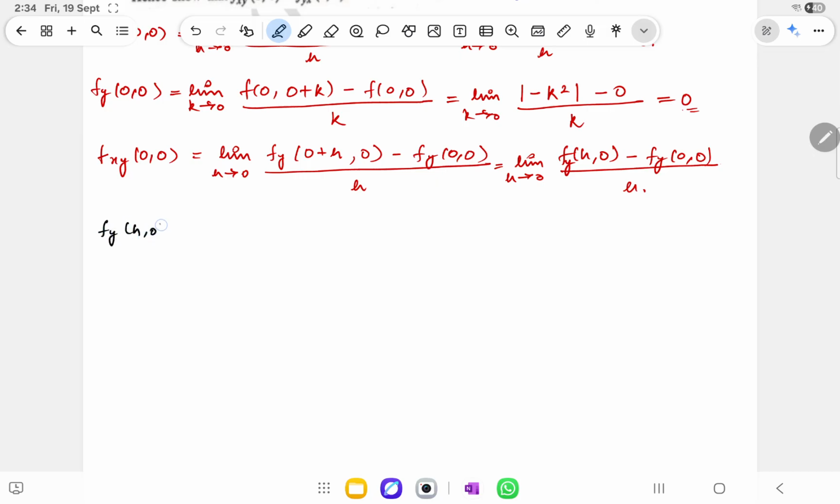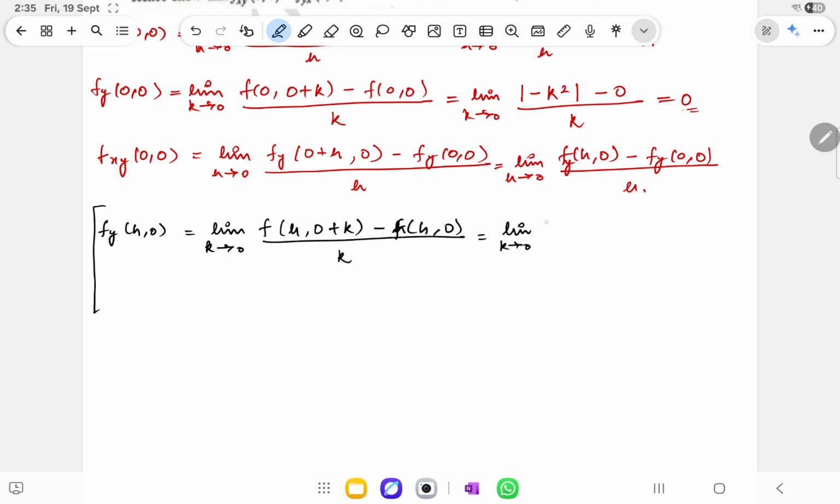f_y(h, 0) will be equal to the limit as k approaches 0 of [f(h, 0 plus k) minus f(h, 0)] divided by k, which is the limit as k approaches 0 of [f(h, k) minus f(h, 0)] divided by k. And if I calculate, f(h, k) is the modulus of h square minus k square, minus modulus of h square, divided by k.